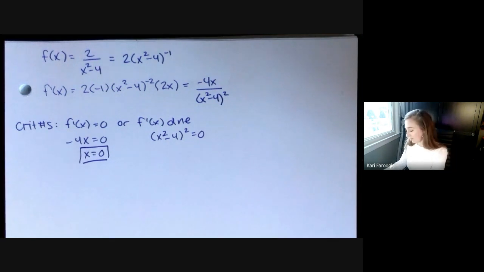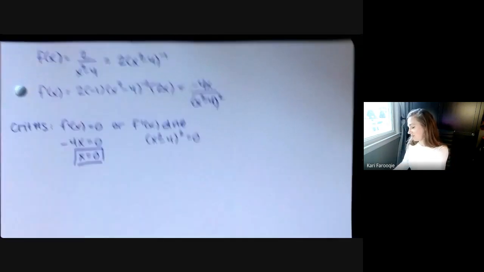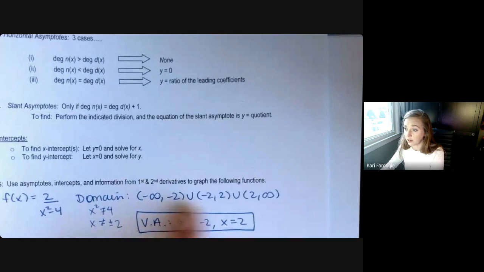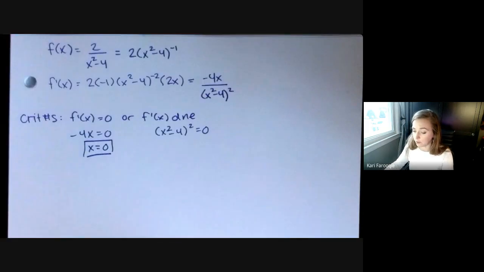Oh, I got rid of this first page, and now I'm going to keep referring back to it. I should keep it out here so we can keep looking at it. We said the domain only excluded negative and positive 2. So 0 is good for us.